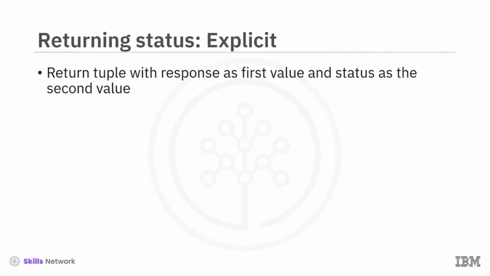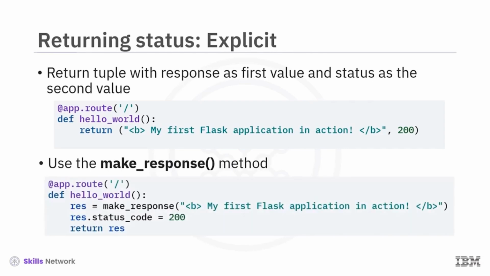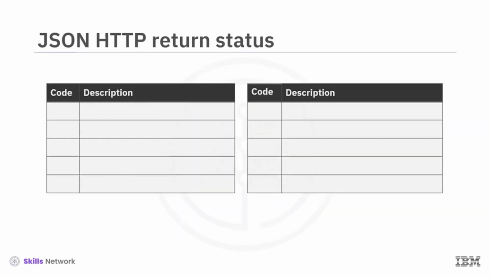Flask allows you to send the status code in a tuple along with the response. In the code, you send back an HTML response of "My first application in action" with the status code of 200. You can also use the makeResponse method to explicitly set the status code. This code returns the same HTML message and HTTP status code of 200 as the previous code, but here you use the makeResponse method. Let's look at a few more examples of codes you might use in this course.